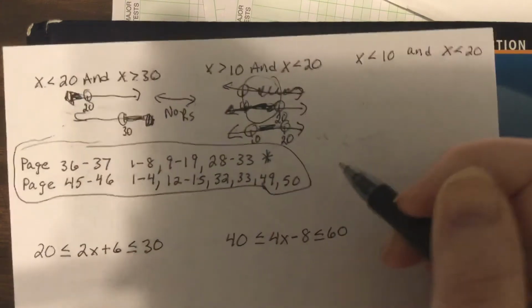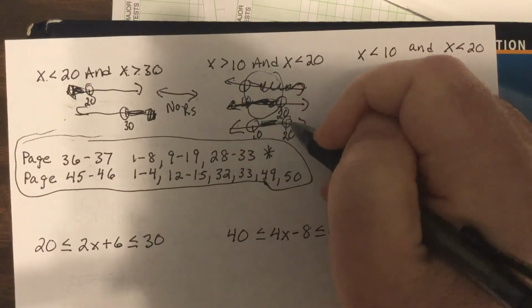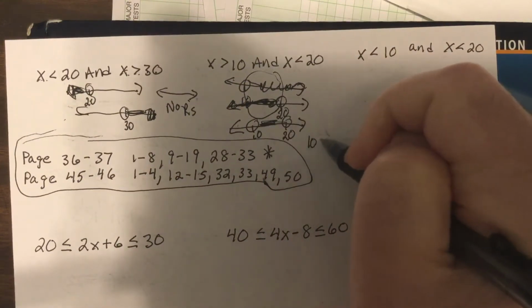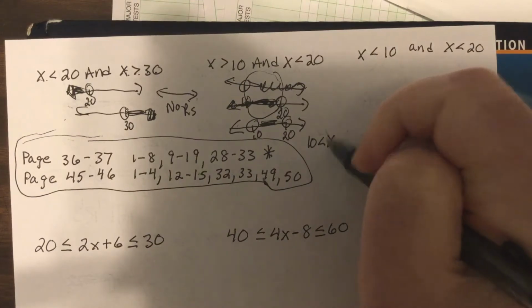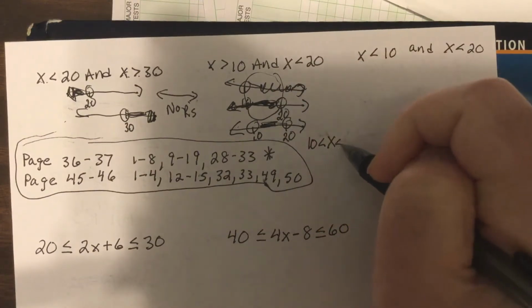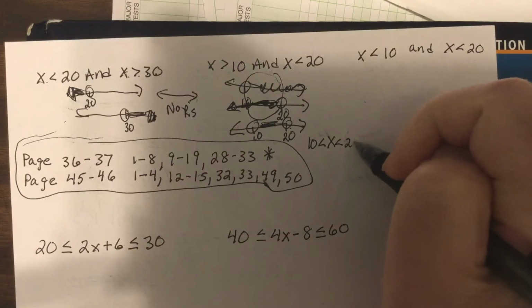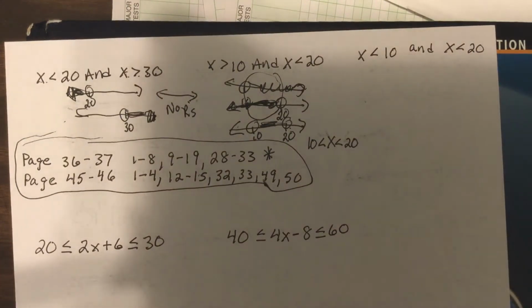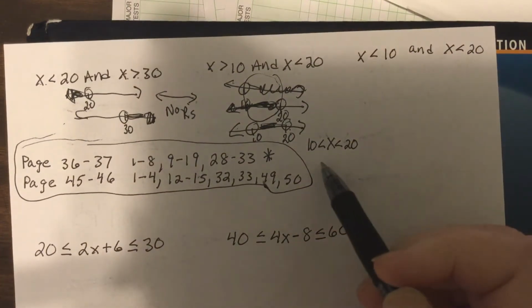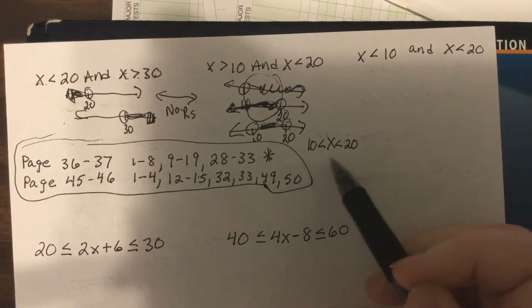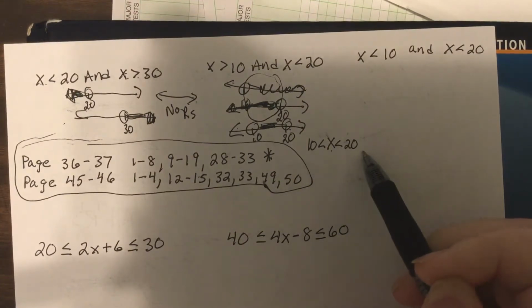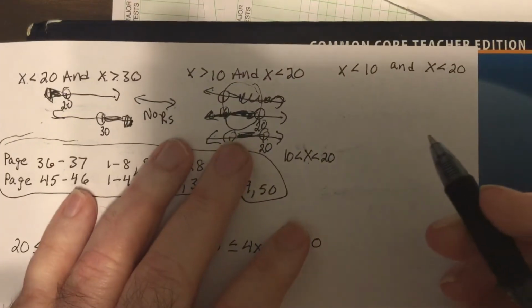Now, there is a shortcut way of writing the answer, and that is the smallest number is less than the variable, which is x, which is less than the biggest number, 20. Now, "and" is the only one that can be combined this way, or can never be written this way. So whenever you see it put together like this, it has to be an "and".